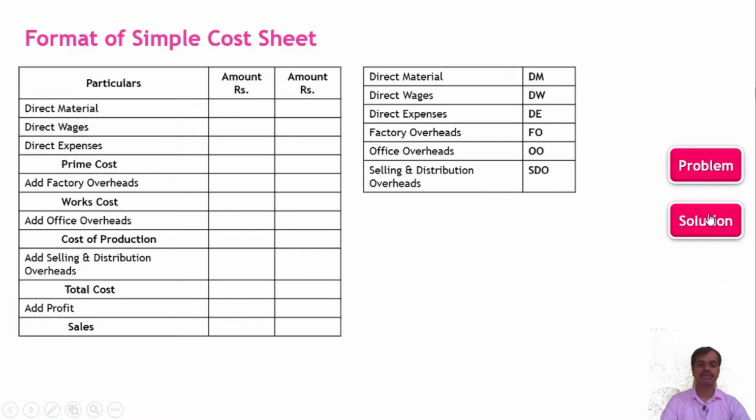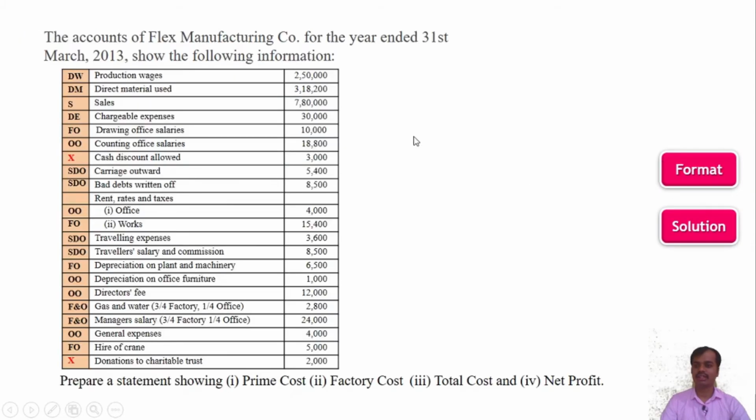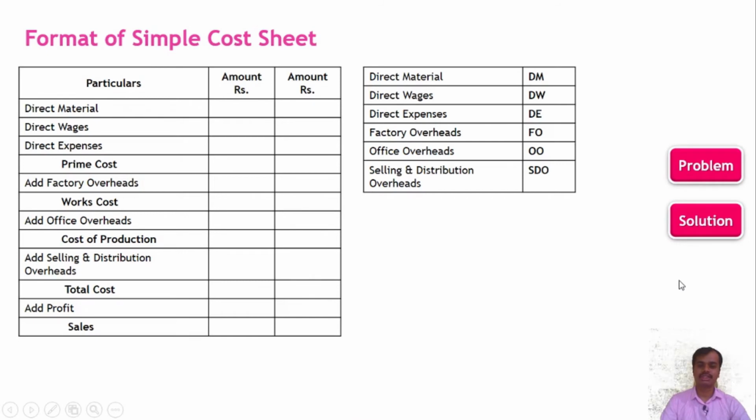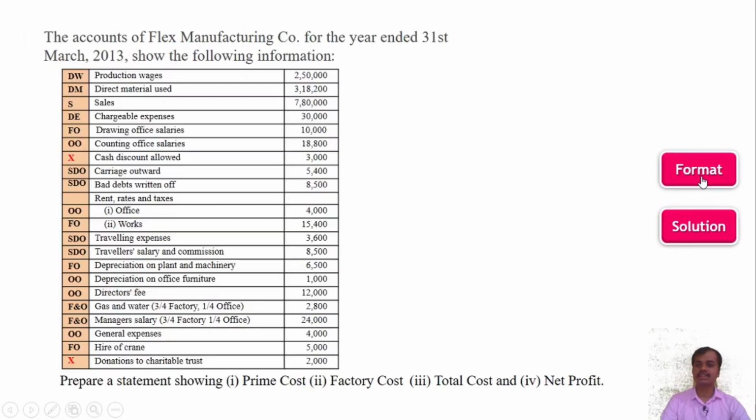Next is direct wages. Again we will go to the problem and find out direct wages related items. There is only one item related with direct wages, that is production wages, 2,50,000. We will take production wages 2,50,000. Then direct expenses.